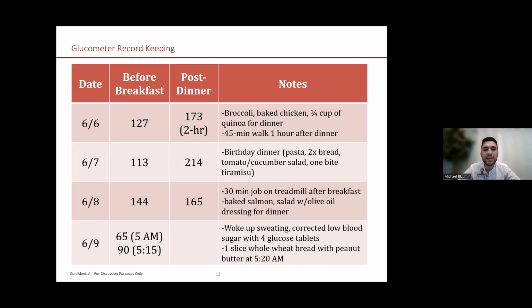Now the next day, we see a higher reading after dinner, and there's a note. It was a birthday dinner. There was pasta, there was bread, a little bit of tiramisu. So you can see possibly why this blood sugar number is increased. And this kind of information is very valuable because without it, it's hard to say if it's the medication that's not enough. We're not really sure why you're achieving such a high value. But with this information, we know it's most likely related to this dinner, which is not a usual dinner for this person, a carb-heavy dinner.